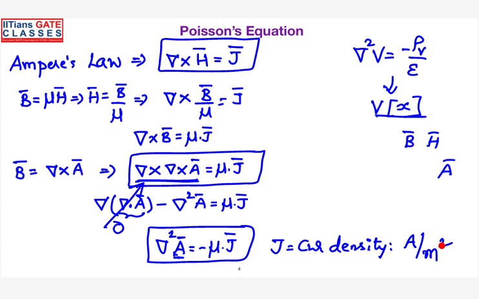What is that? Ampere per meter square. That is a problem. You should do practice, otherwise there is no meaning. Yes, sir. Okay, let's see.